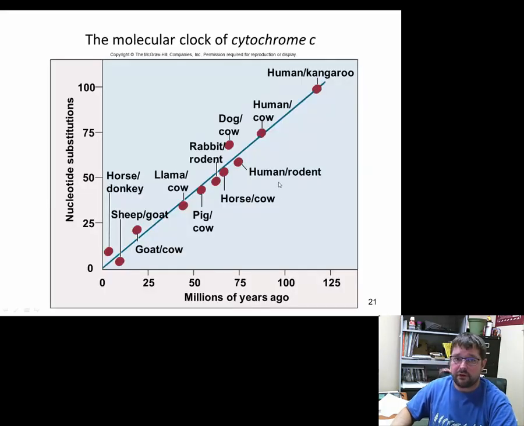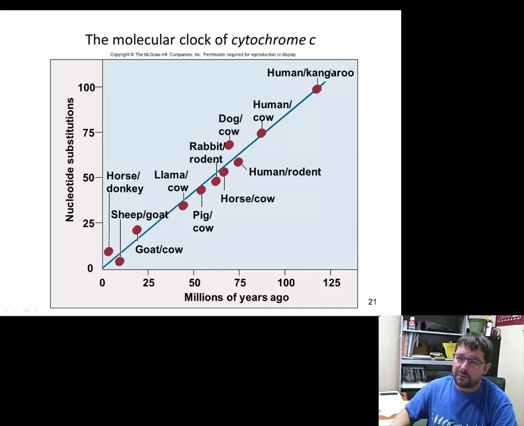So when we look at something like this, here's just an example comparing humans to other organisms. You can see that on the x-axis we have how many million years ago there was a difference between these organisms. Let's take something that didn't evolve even close to humans, like kangaroos. Humans and kangaroos haven't had a similar cytochrome C protein for about 125 million years.